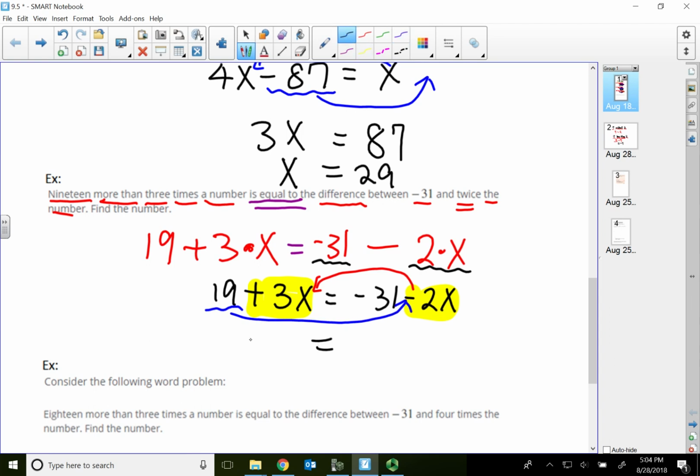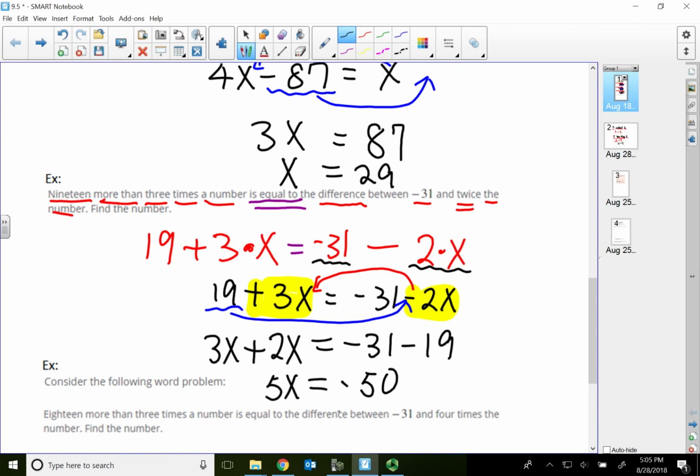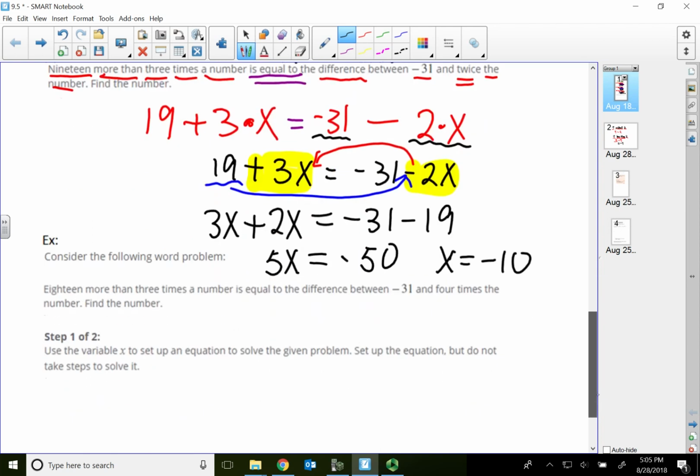On the left side, I already had a 3x. When negative 2x comes over, it becomes positive. So if you're quick with this, you can go ahead and say that moving over becomes 5x, and that would be fine. Negative 31 is already on the right. Positive 19 comes over, becomes negative. So when I combine like terms on each side, I should have positive 5x equal to negative 31 minus 19, which is negative 50. So when I divide both sides by 5, my answer is negative 10, okay?